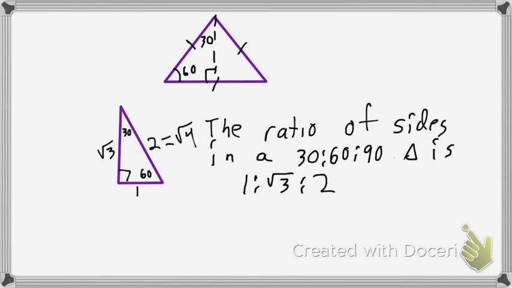So if 2 is equal to the square root of 4, then we can see that the square root of 4 is bigger than the square root of 3. A lot of people look at 2 and the square root of 3 and go, oh, the square root of 3 is bigger, so they put that on the hypotenuse. And that's a bad idea because it's wrong.